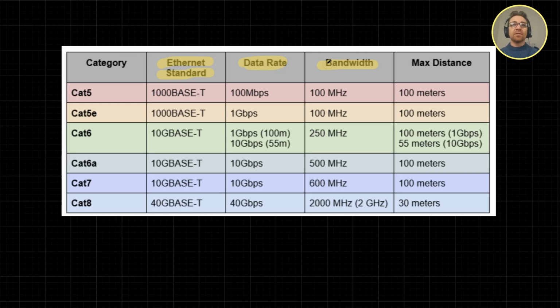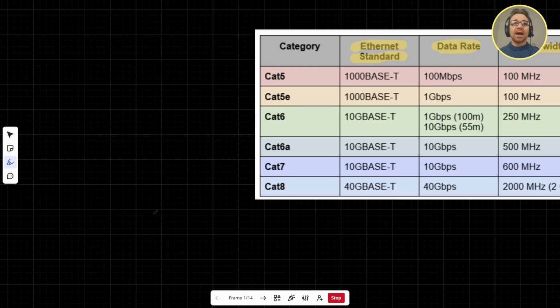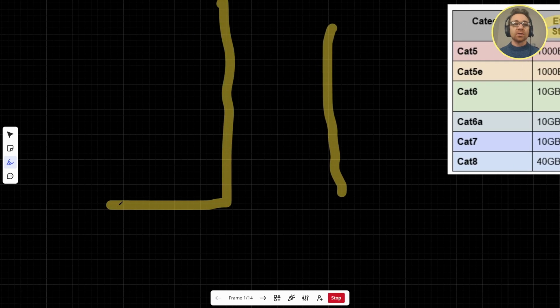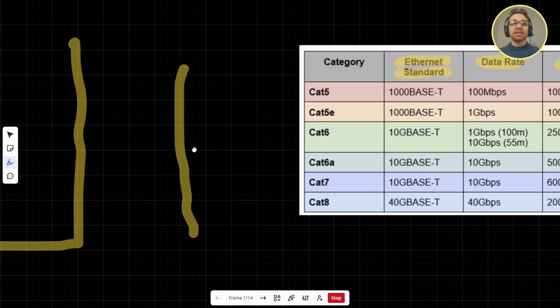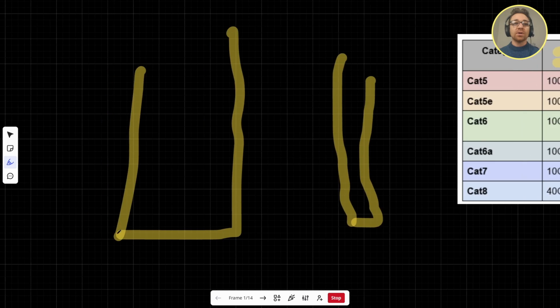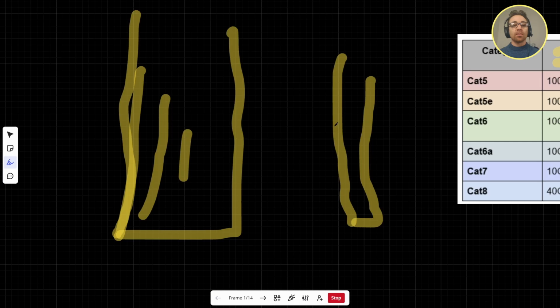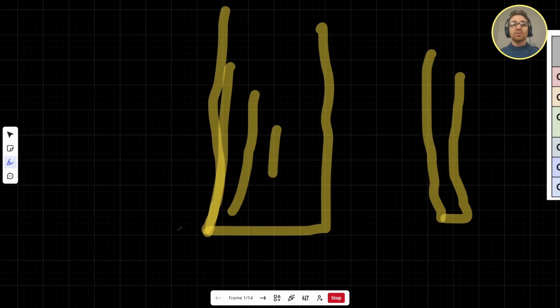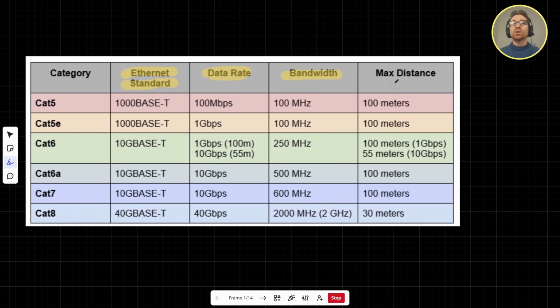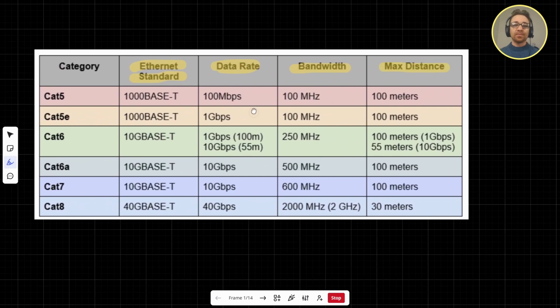Essentially, if speed is how fast the stream is flowing, bandwidth is how wide the river is, right? If you've got a really skinny river, but it's really fast, that's one thing. But what if you have a really wide river and it's the same speed? They're both the same speed, but you're going to get better data transfer rates with a wider river, right? That's essentially what that breaks down to. And then you also have the maximum distance of that standard.